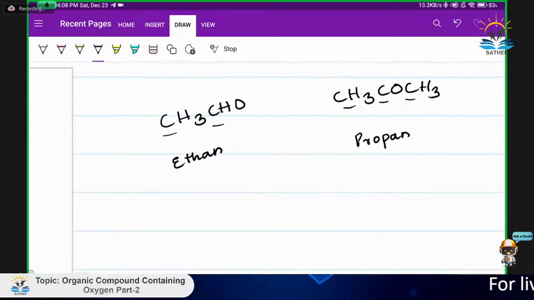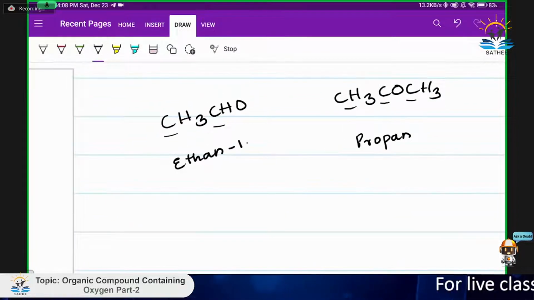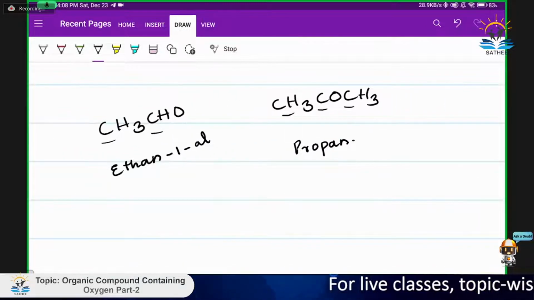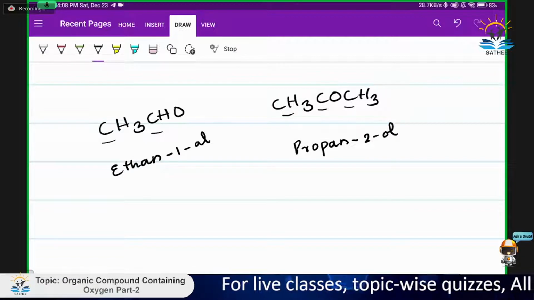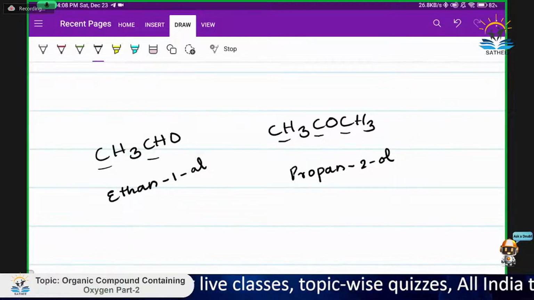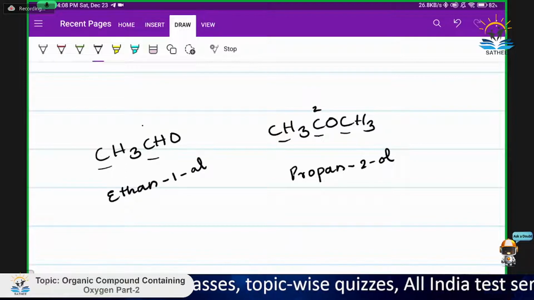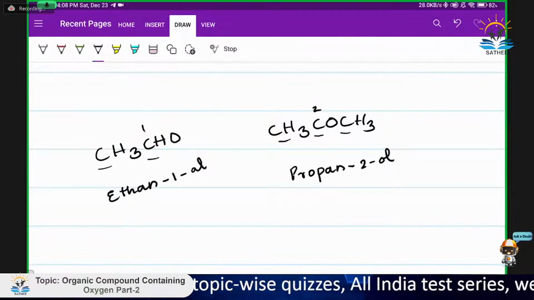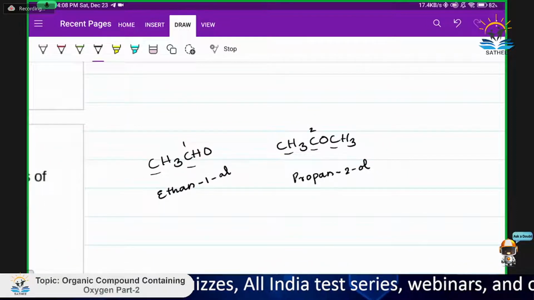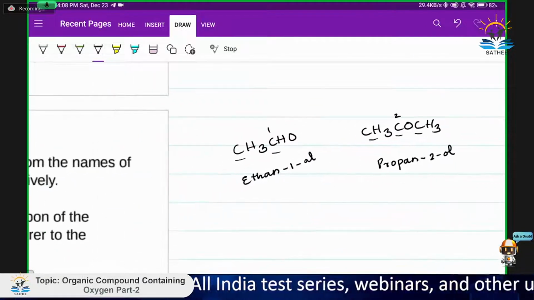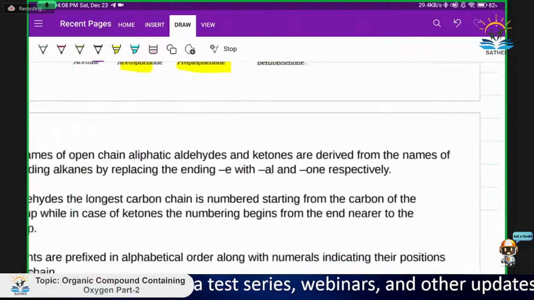And for aldehyde, we add the term al, and for ketone, we add the term one. For ketone, the oxygen atom is on the second carbon, and for aldehyde, it will be on the first carbon. So we number it accordingly and add it to the name. So this is how we name carbonyl compounds in the IUPAC system.